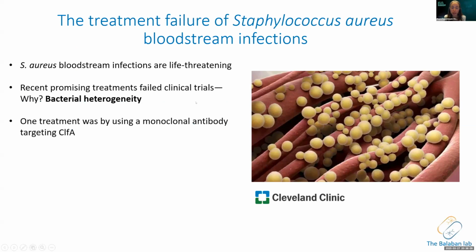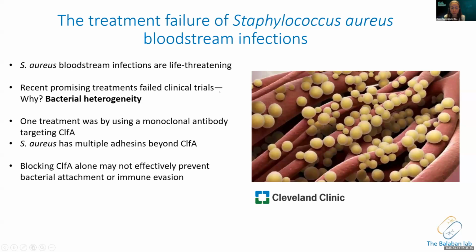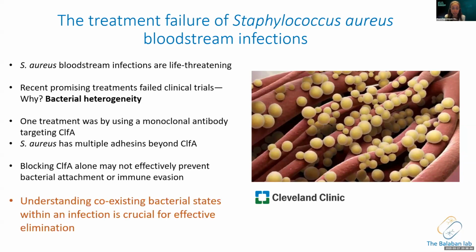One treatment was a monoclonal antibody targeting the ClfA gene. This is an adhesion factor that Staph aureus bacteria use to attach to the host cells. But Staph aureus has multiple adhesion factors, meaning that other bacteria may express other adhesion factors. Therefore, blocking this gene alone may not effectively prevent bacterial attachment and immune invasion. So we need to understand the coexisting bacterial states within an infection for effective elimination of the infection.